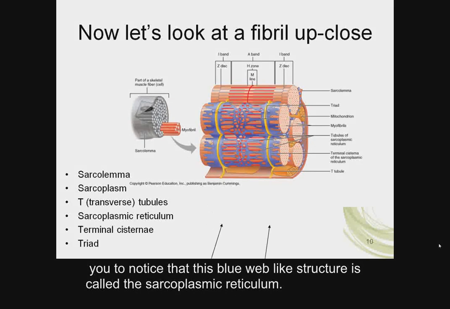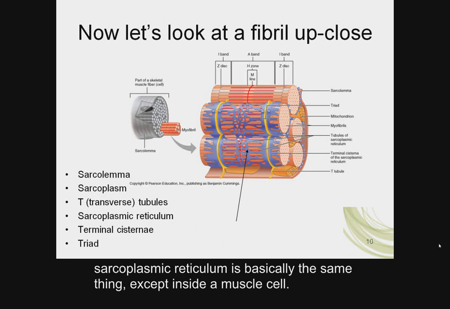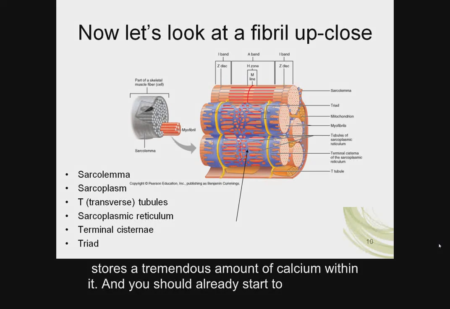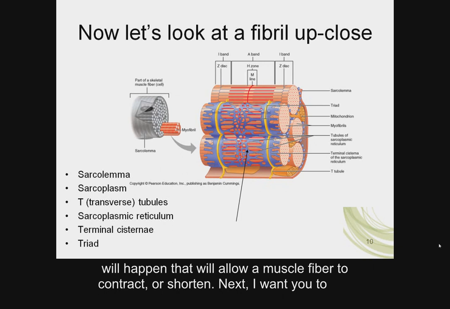Next, I want you to notice that this blue web-like structure is called the sarcoplasmic reticulum. I'm sure that reminds you of an organelle called the endoplasmic reticulum. Well, sarcoplasmic reticulum is basically the same thing, except inside a muscle cell. In addition to helping with protein synthesis, the sarcoplasmic reticulum also stores a tremendous amount of calcium within it. And you should already start to appreciate that when calcium is released from this organelle, a chain of events will happen that will allow a muscle fiber to contract or shorten.